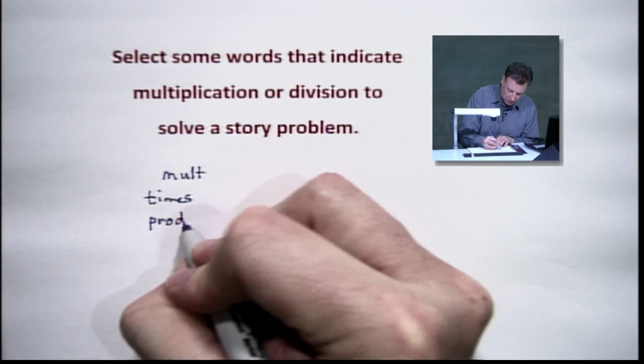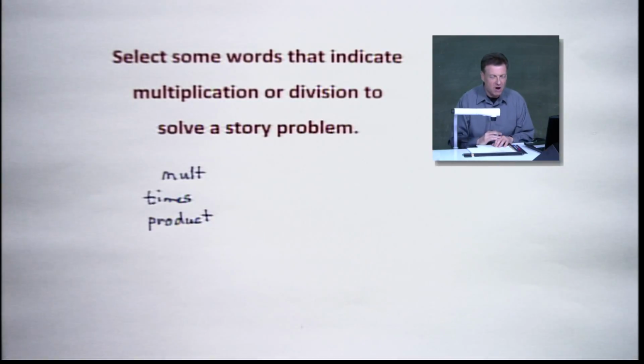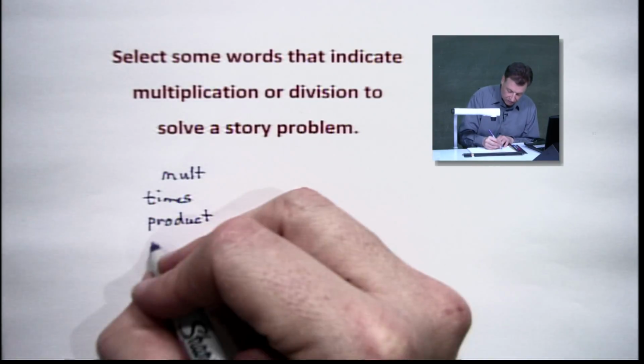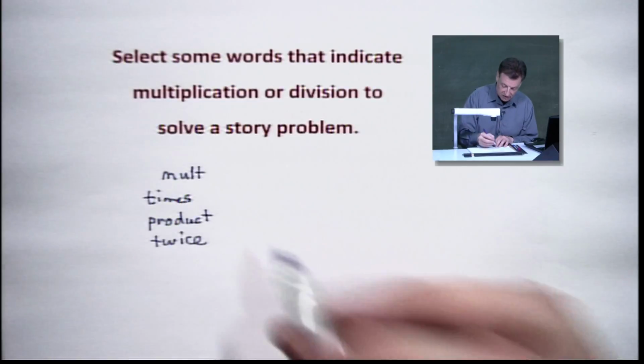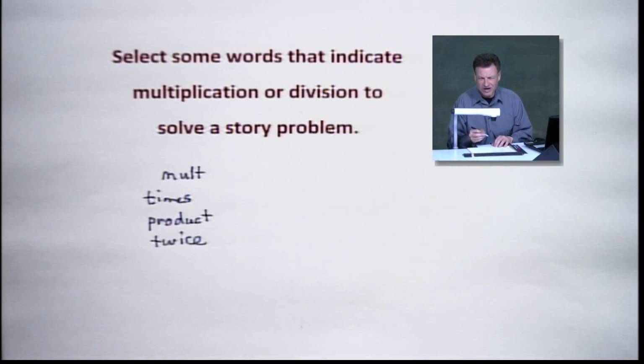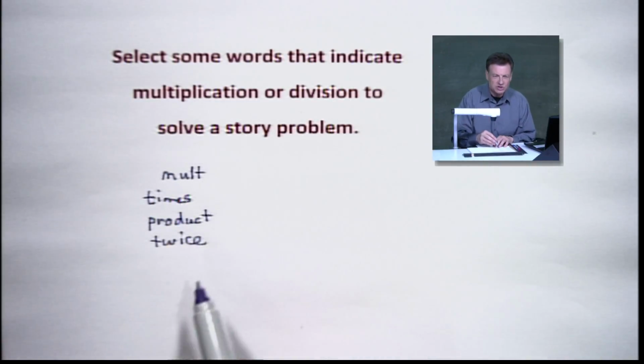That's the result when we multiply things. The word product indicates we're in a multiplication mode, all right? Another one, twice, all right? Of course, someone says, what about thrice? Well, you know, you get the idea. But twice means 2 times something.